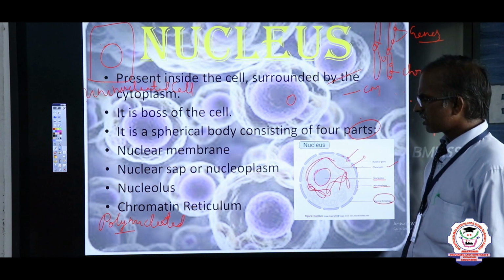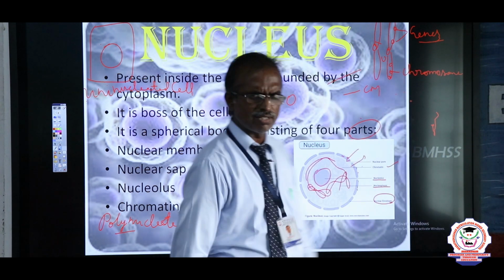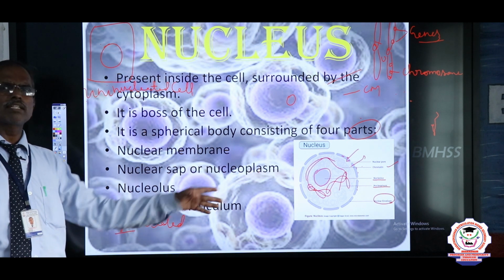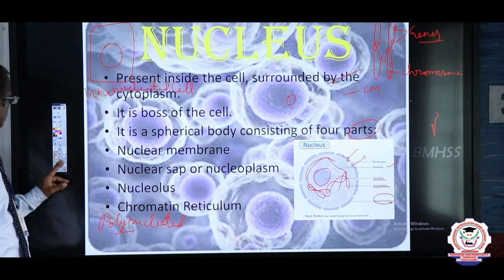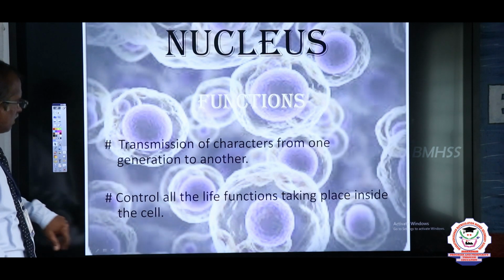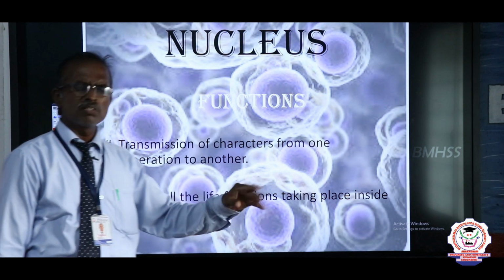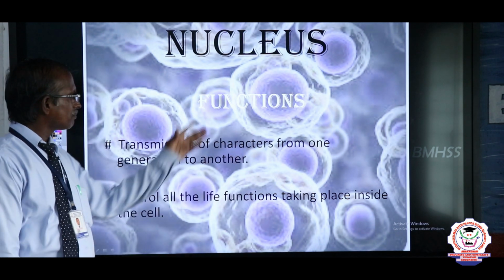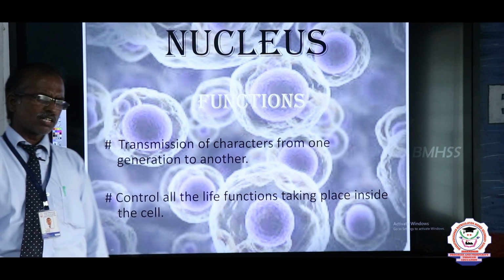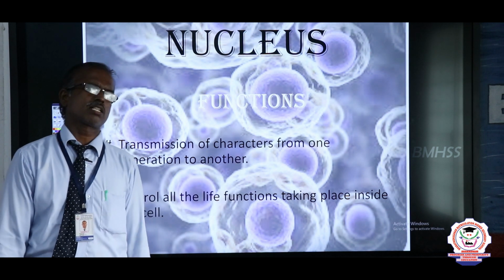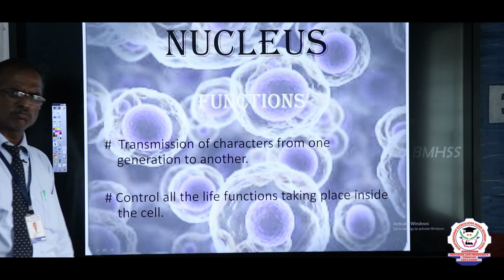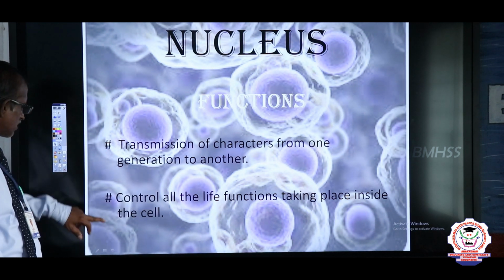It is a spherical body consisting of the following parts. What are the parts of the nucleus? Nuclear membrane, nuclear sap, nucleolus and chromatin reticulum. What are the functions of the nucleus? The nucleus plays an important role in the transmission of the hereditary characters from one generation to another. The next is control. All the life functions taking place inside the cell are controlled by the nucleus.